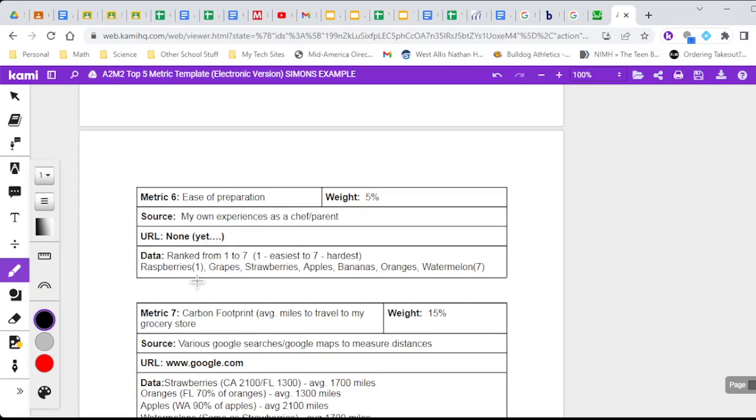This ease of preparation, this is what I put this together, and I said easiest to hardest. Well, the easiest something is to prepare is probably considered preferable.